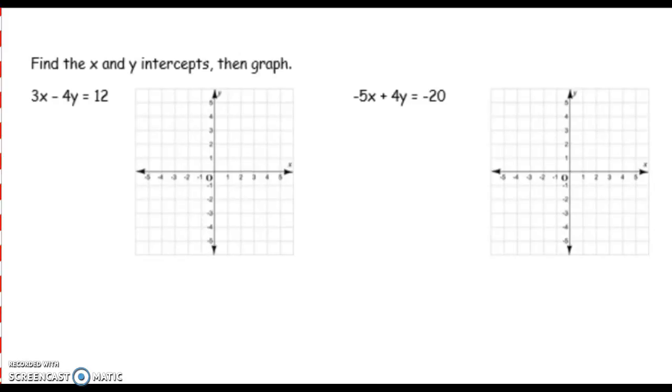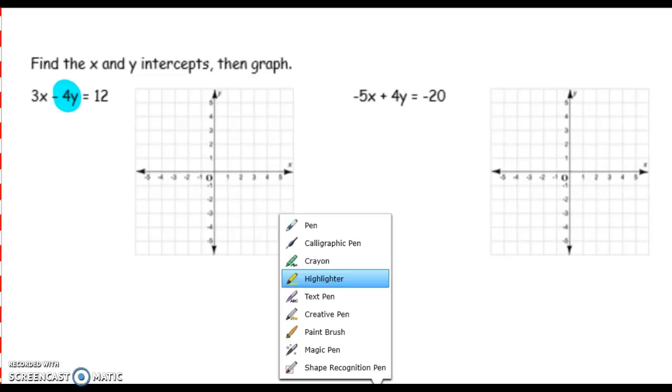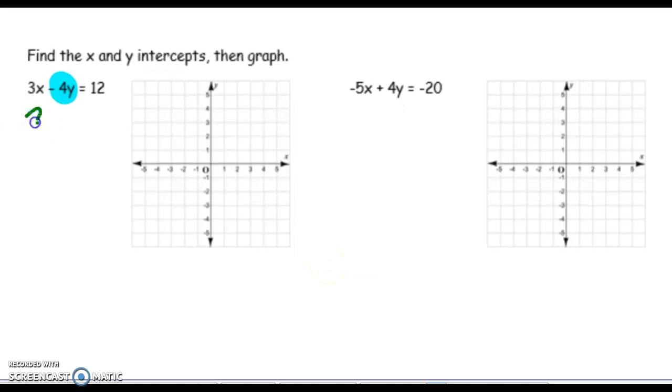You are just going to basically cover up. So to solve for x, I'm going to cover up my y. So just imagine that this is covered up and no longer there. So now what I have is 3x equals 12. Well, in this case, I know that x equals 4. So I can go to my x-axis and go ahead and plot it at 4.